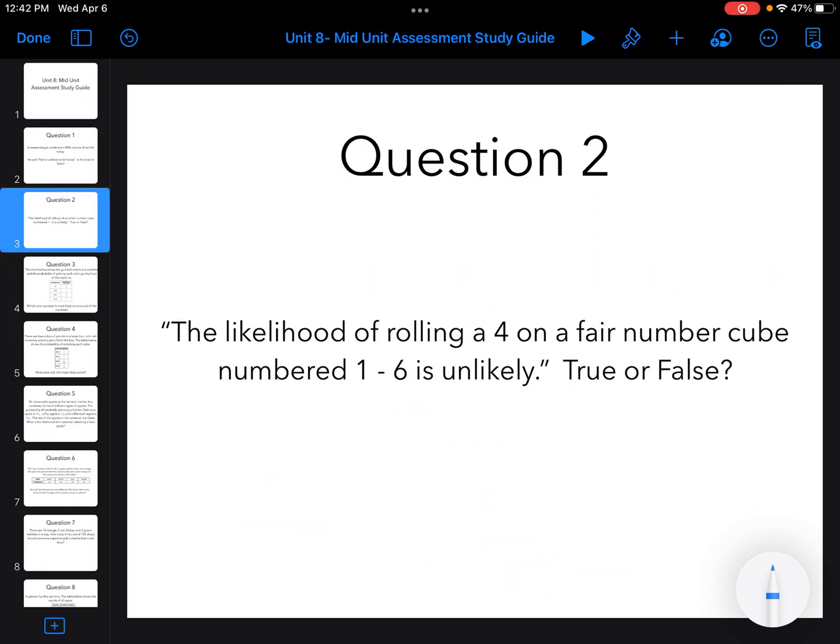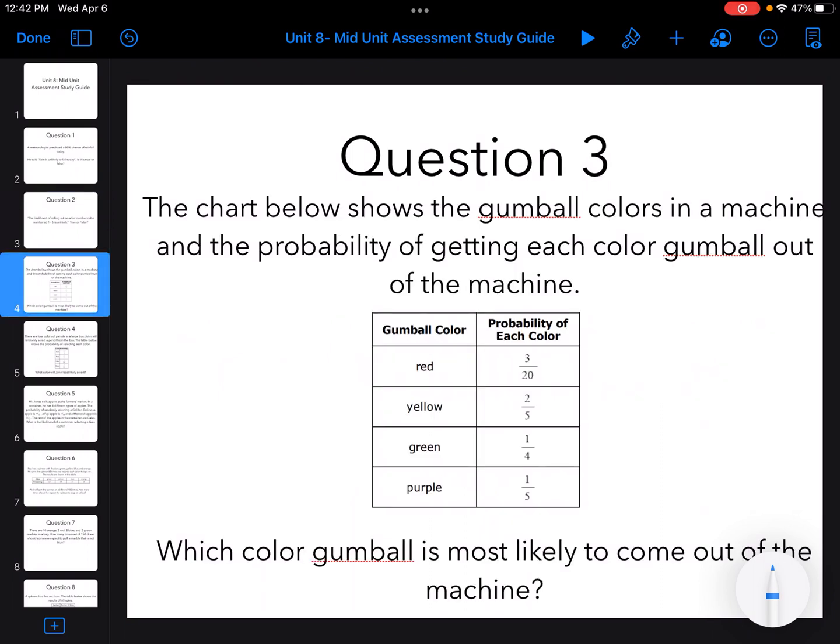The next one says the likelihood of rolling a 4 on a fair number cube is unlikely, and that would be true because you have one number 4 on a number cube out of 6 possibilities. That's less than half, so that would be unlikely, which is true.